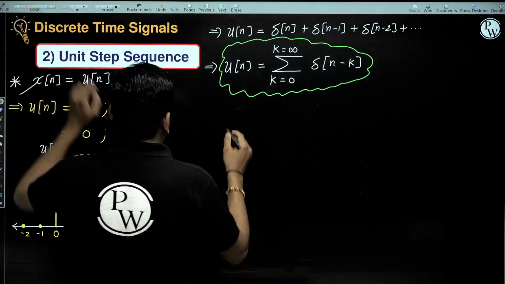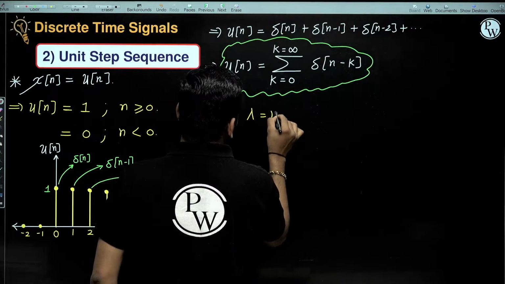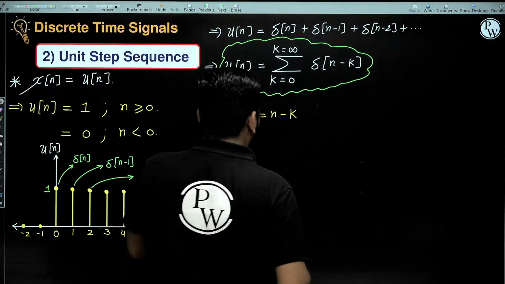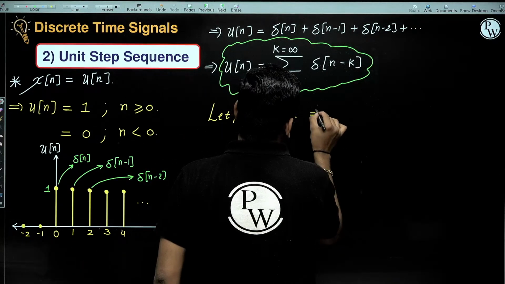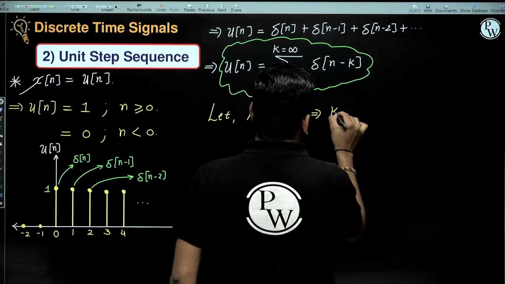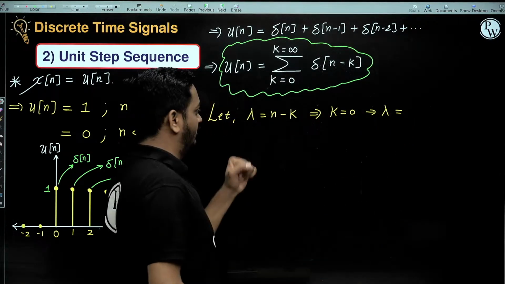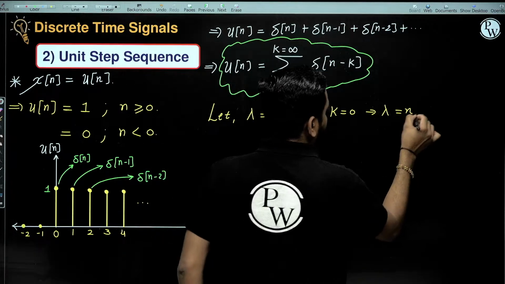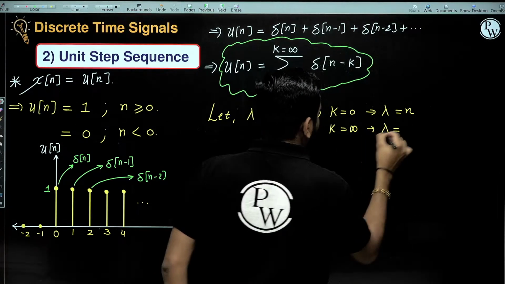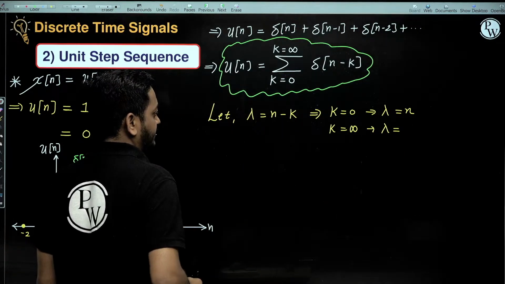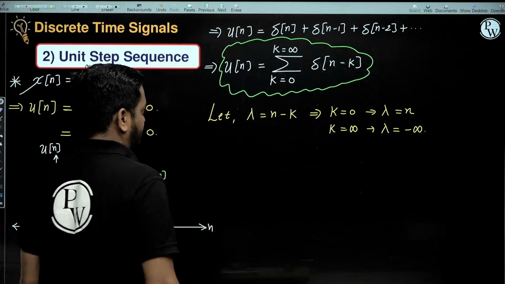Okay. Now here let us consider lambda is equal to n minus k guys. Lambda is equal to n minus k, correct? So here what we can write in this case, if k equal to 0 guys, then what is the value of lambda? If k equal to 0, lambda is n guys. If k is equal to infinite, what is the value of lambda? If k equal to infinite guys, lambda is minus infinite guys.